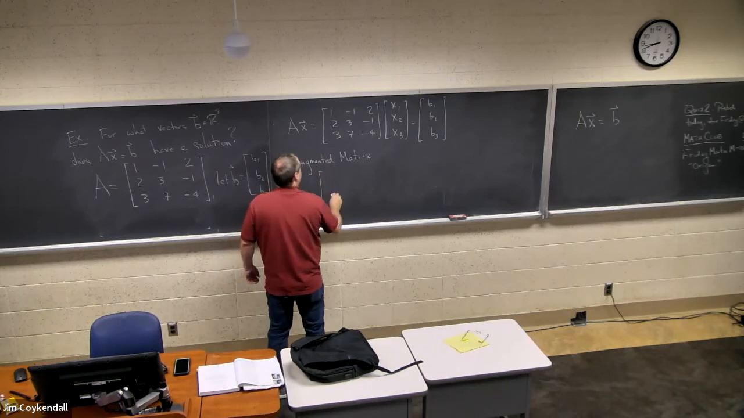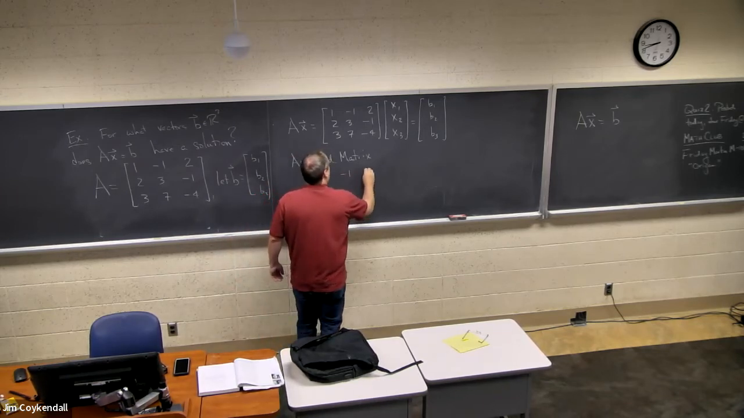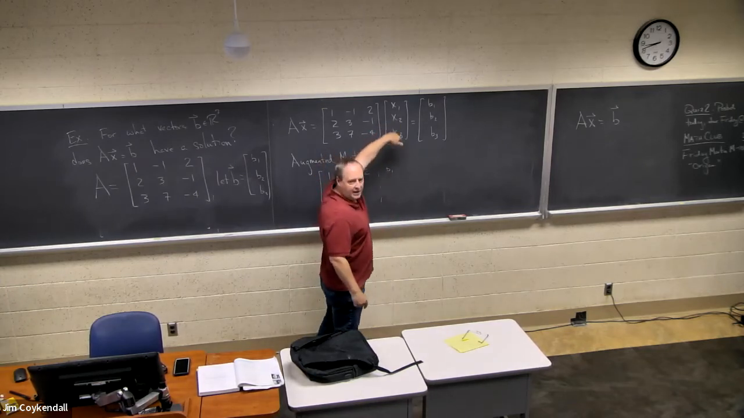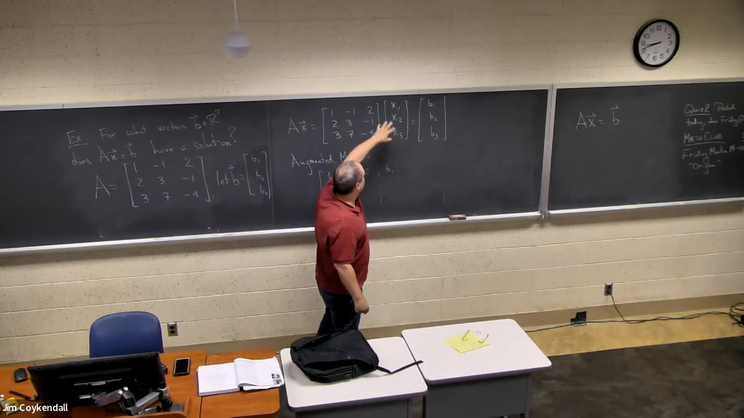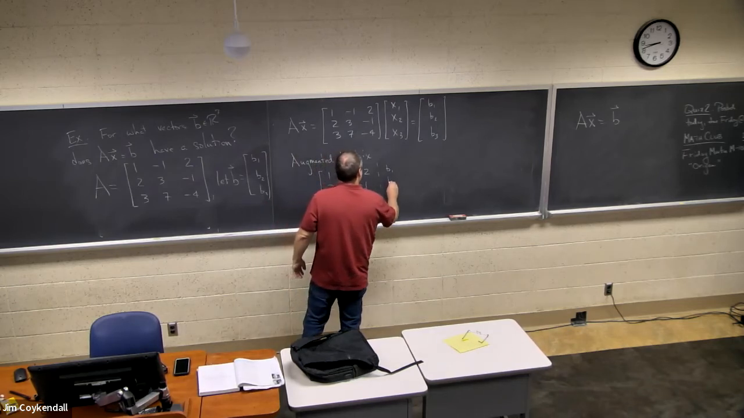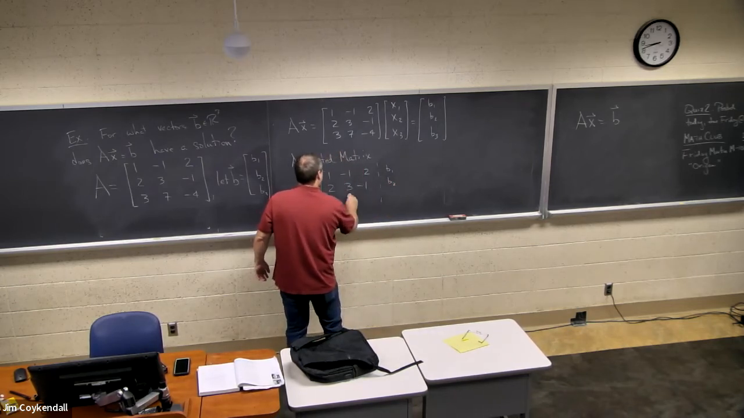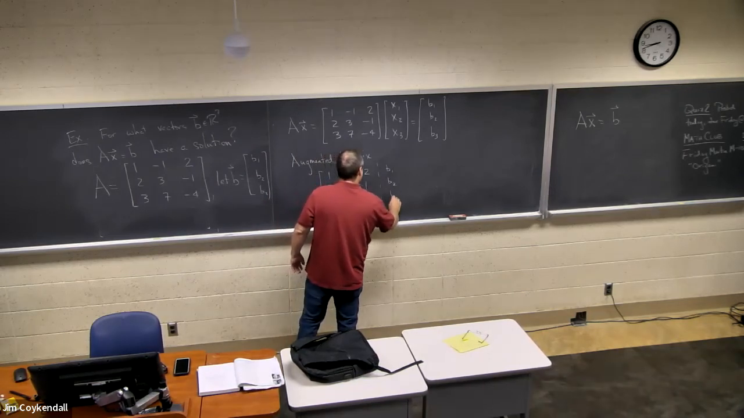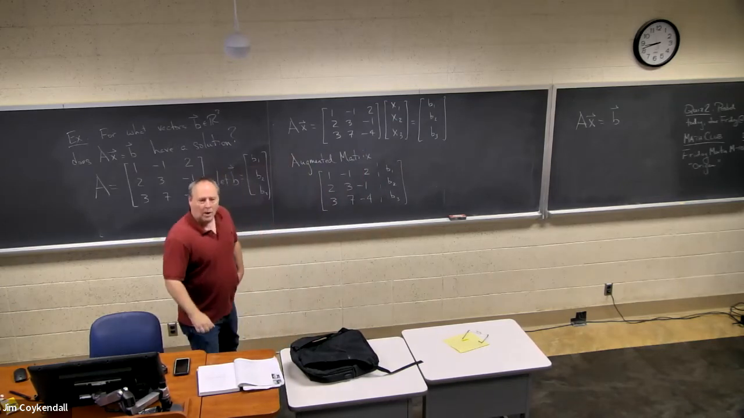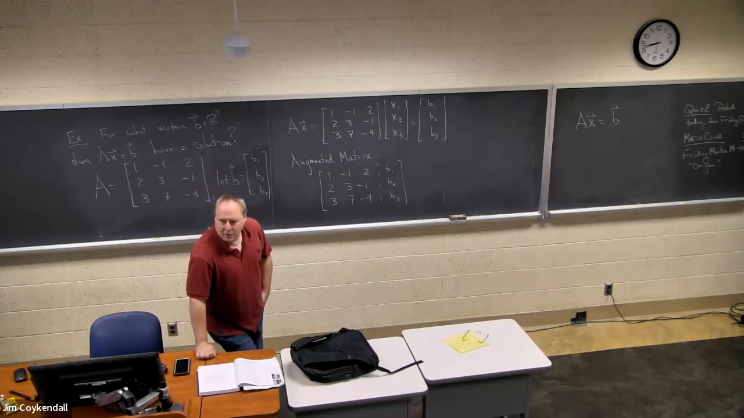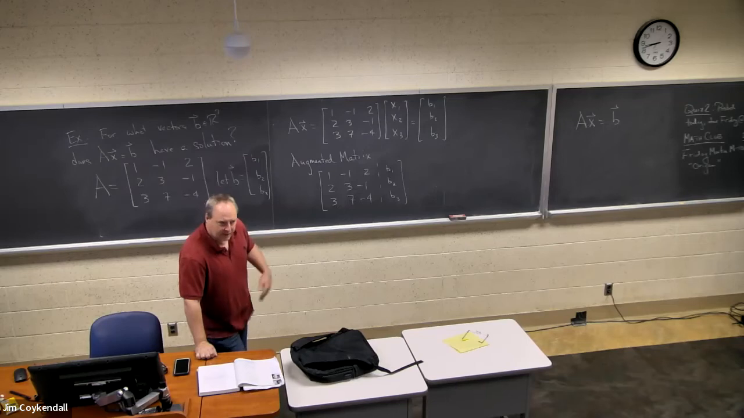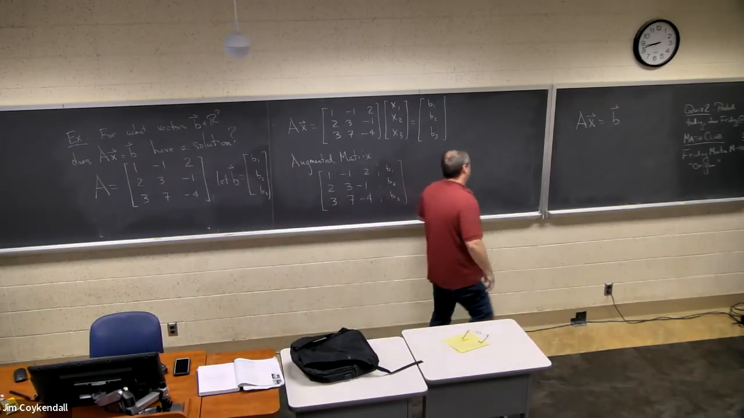So the augmented matrix should be 1, minus 1, 2. We sort of suppress this vector right here, just like earlier when we did augmented matrices, we suppressed the variables. 2, 3, minus 1, B2, and 3, 7, minus 4, B3. Okay, what I am going to strive to do is bring this to row reduced echelon form. That's my big goal here.